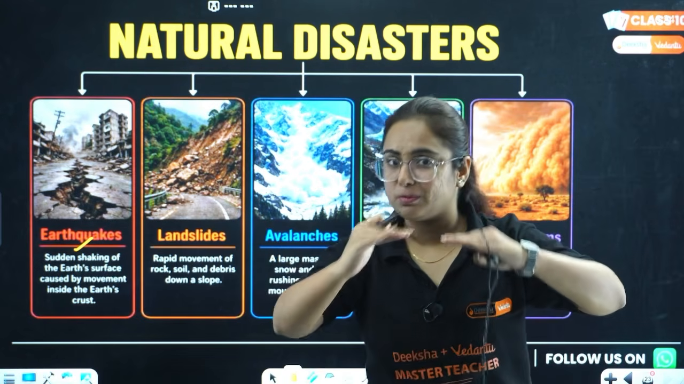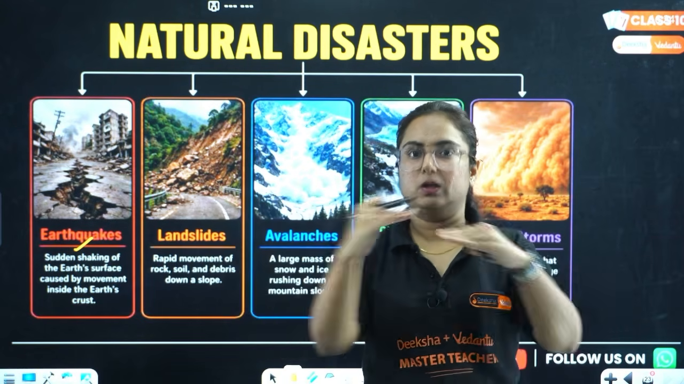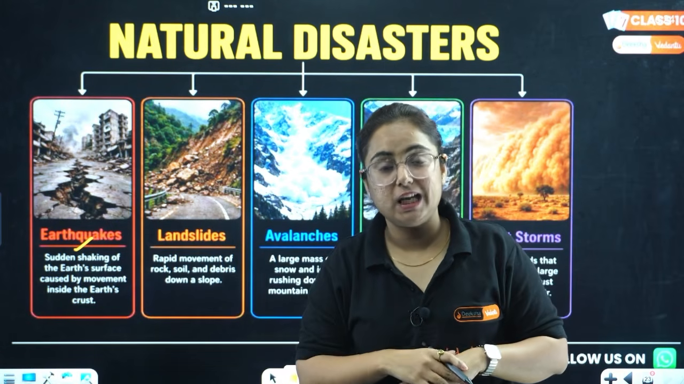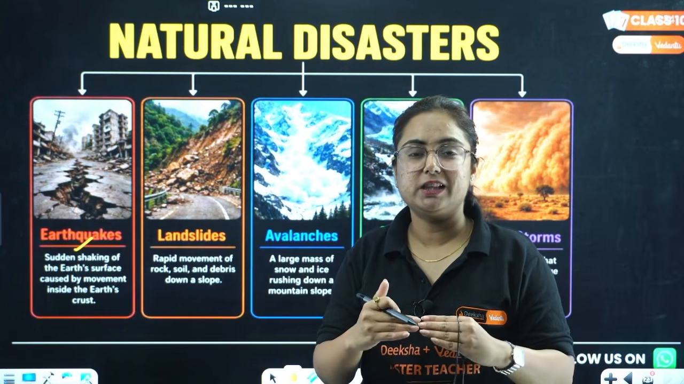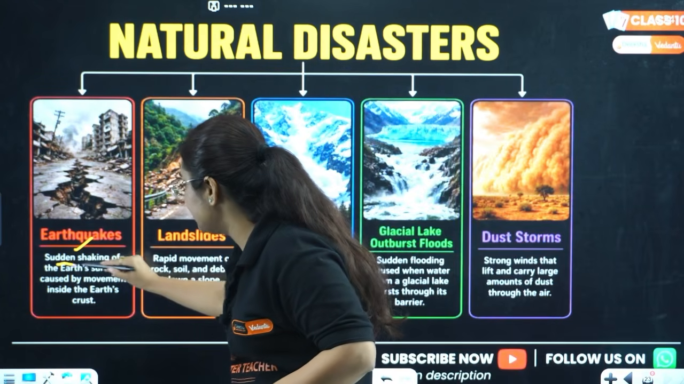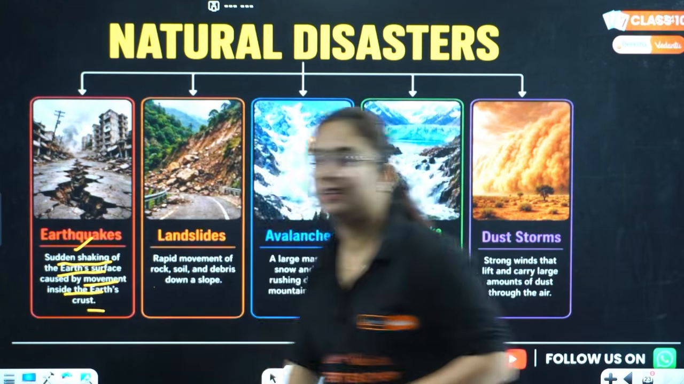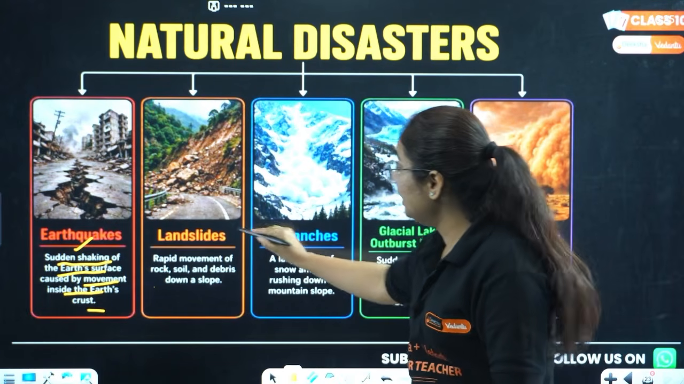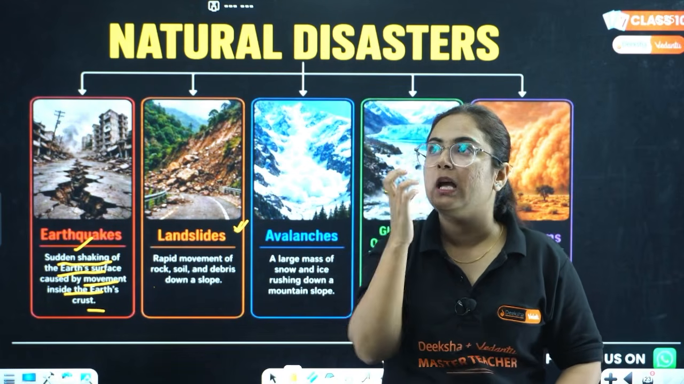See, because of that magma, the earth's crust is floating and shaking, and sometimes the plates may collide with each other. Do you think this collision is so easy, or the separation is so easy? They are large lands. When they collide with each other, everything shakes. So whenever there is sudden shaking of the earth's surface caused by movement inside the earth's crust, that is known as an earthquake.